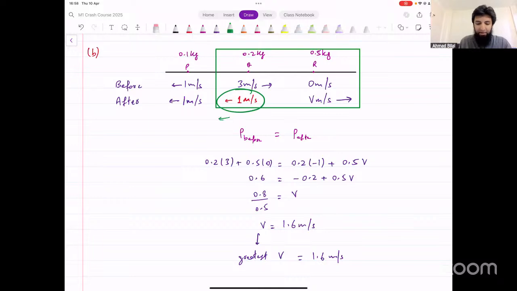If it's any less than 1 meter per second towards the left side, there will be no collision. If it's more than 1 meter per second towards the left side, there will be a collision. So this is the cutoff point that we have. We find the corresponding value for V for that.